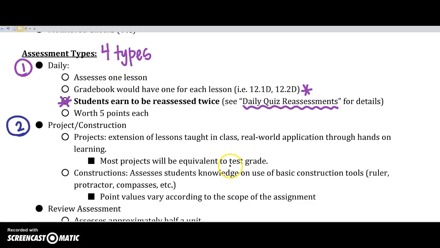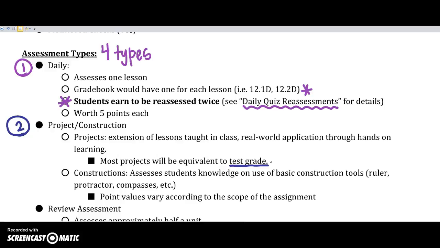Most projects will be equivalent to a test grade. So what we're trying to do here is differentiate instructions and grab the attention of people who don't test well all the time or are more creative, or like art or like to take pictures, some of those types of things that will go into our projects. And then we will also do construction. This assesses the student's knowledge of basic construction using rulers, protractors, compasses, and those types of mathematical tools.